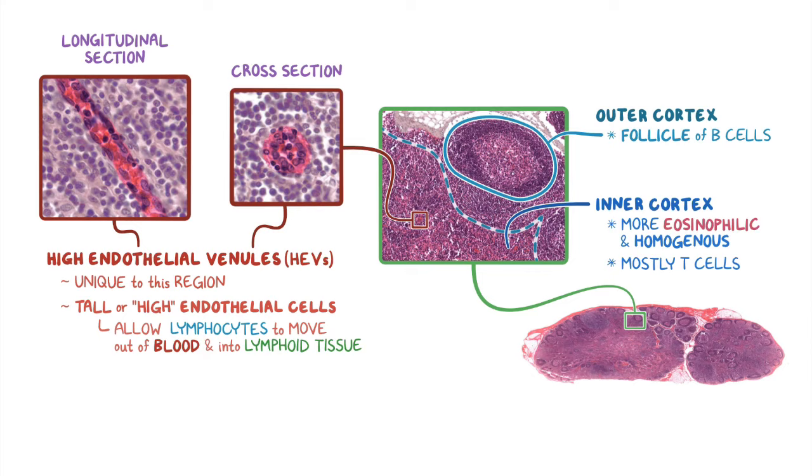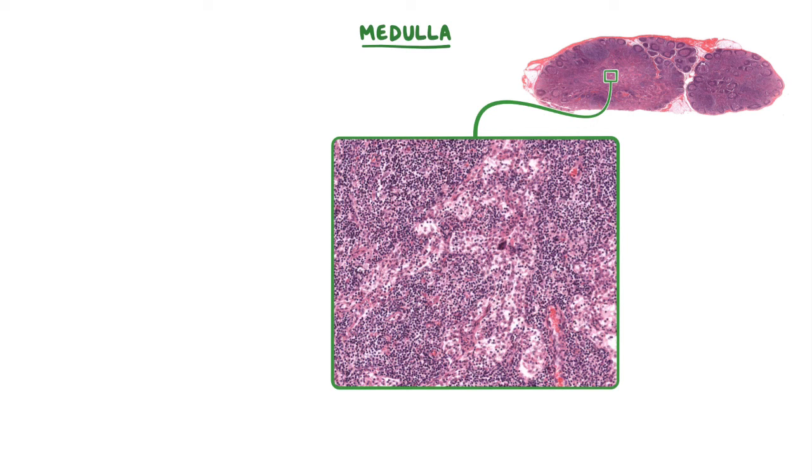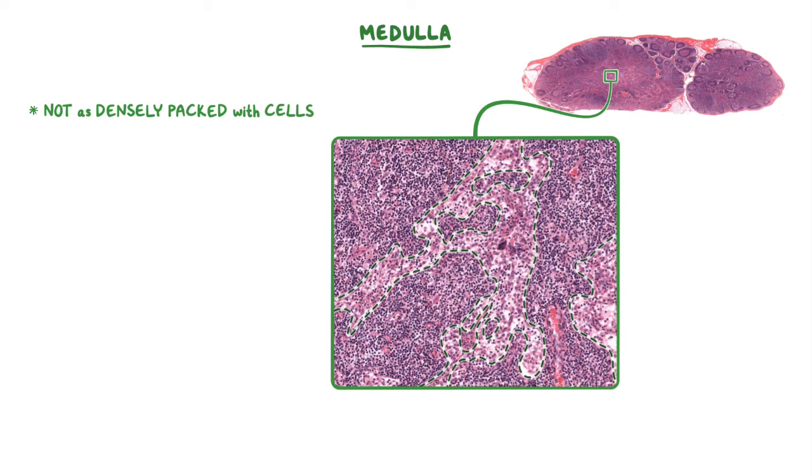Now, if we take a closer look at the innermost region of the lymph node, we can see that the medulla has a lighter or brighter appearance compared to the inner cortex, because it's not as densely packed with cells. That's because the medulla has many open spaces or areas that form the medullary sinuses, which is where lymph from the cortex collects before exiting the lymph node through the efferent lymphatic vessel.